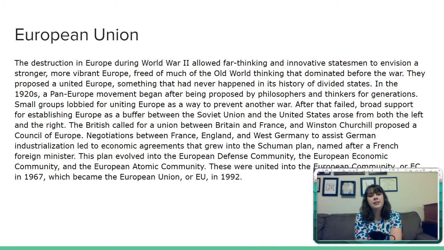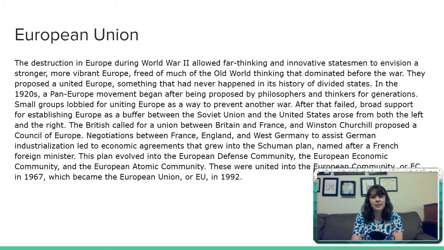In the 1920s, a pan-Europe movement began after being proposed by philosophers and thinkers for generations. Small groups lobbied for uniting Europe as a way to prevent another war. After that failed, broad support for establishing Europe as a buffer between the Soviet Union and the United States arose from both the left and the right. The British called for a union between Britain and France, and Winston Churchill proposed a Council of Europe.